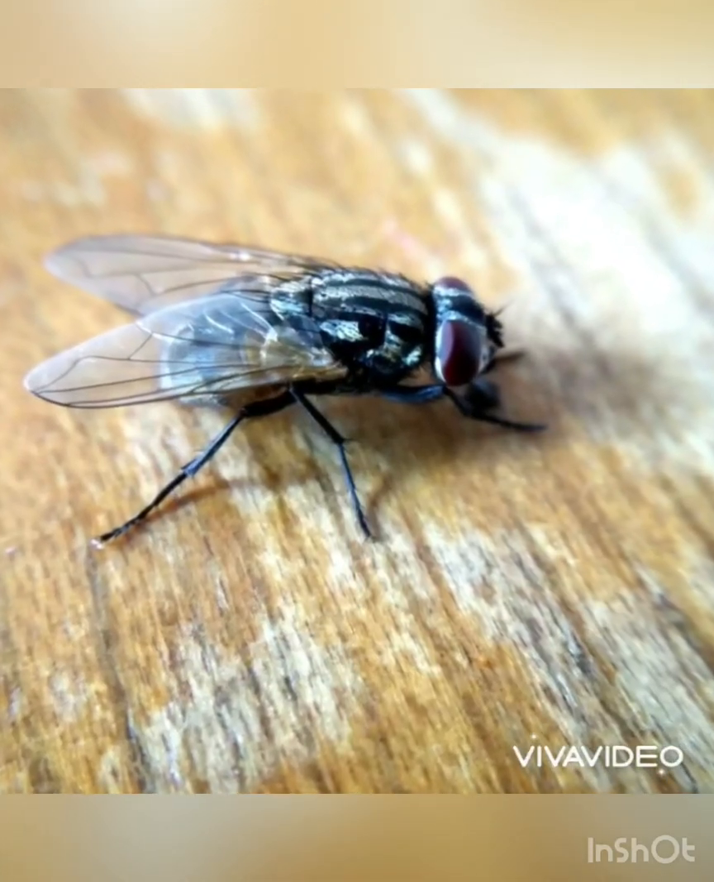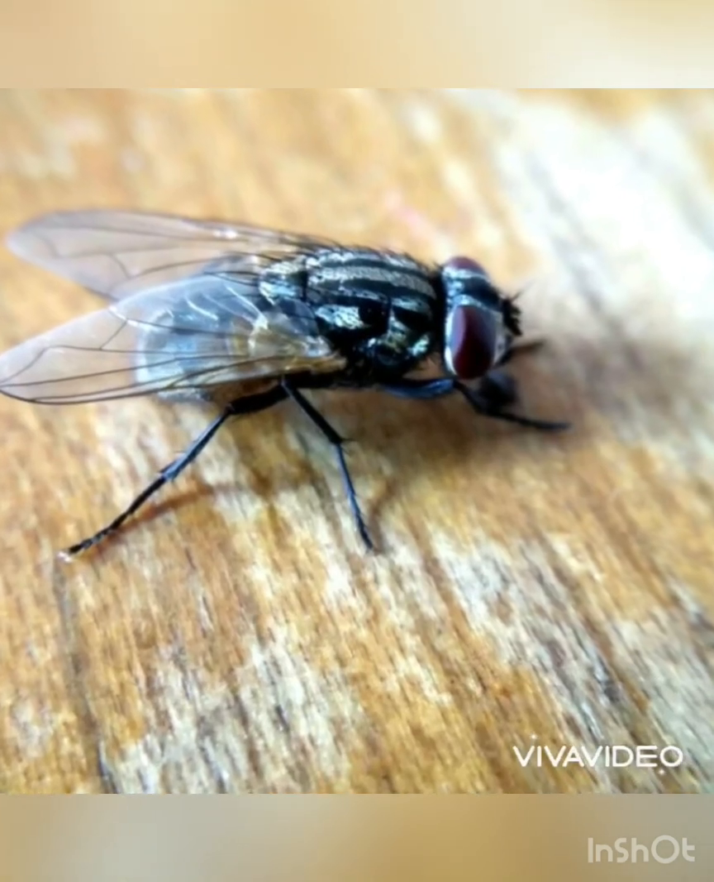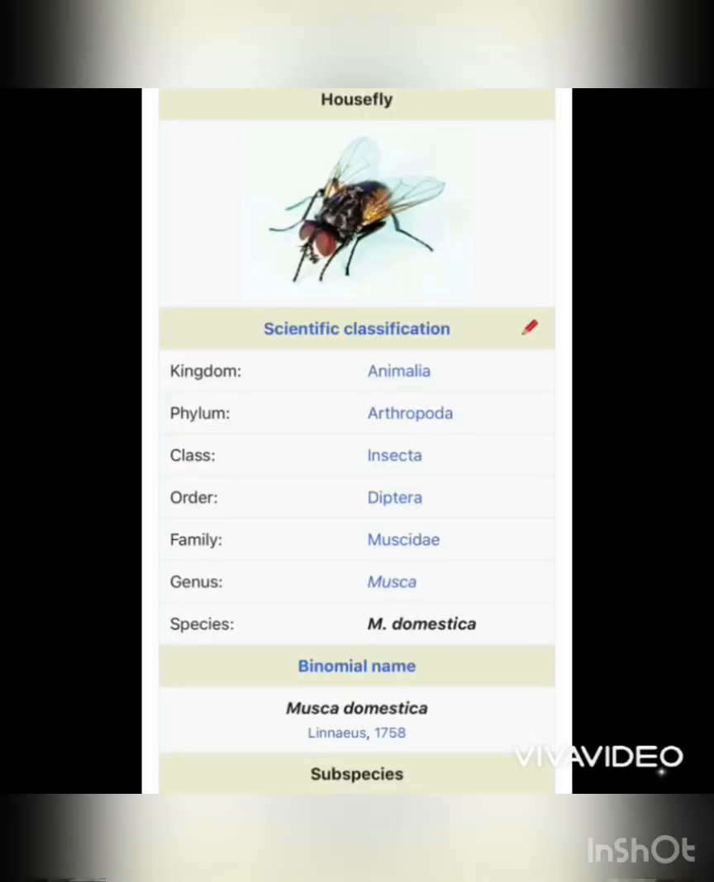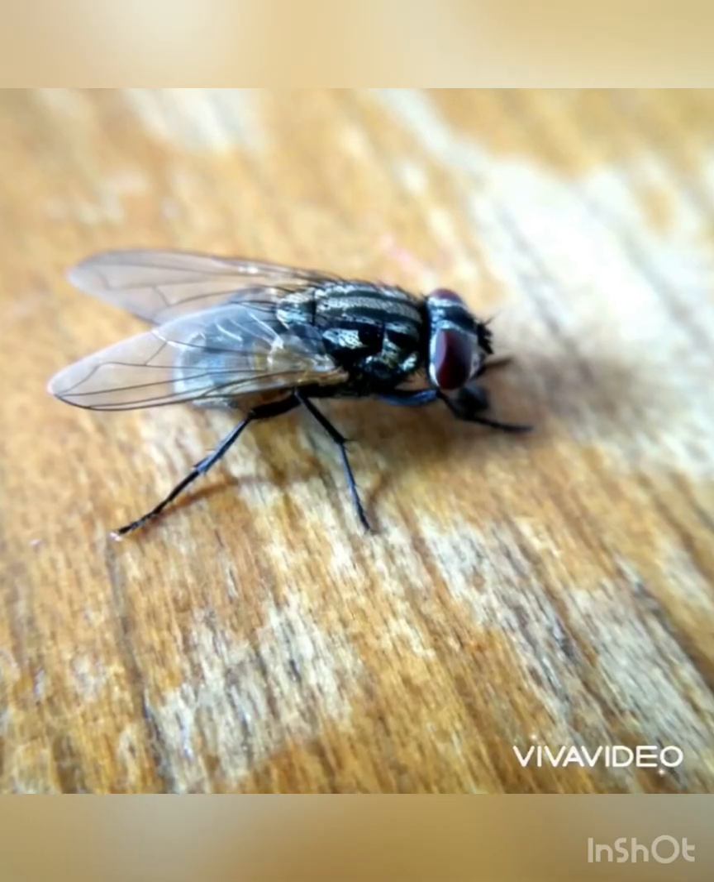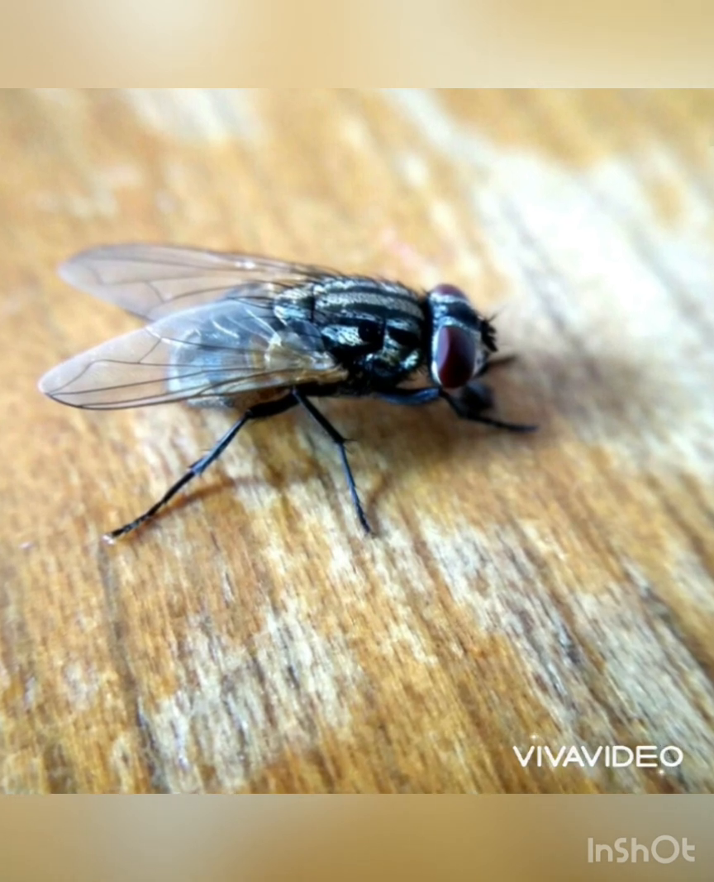Let's go! The species that I chose to observe and investigate the life cycle of is the housefly. The scientific name of the housefly is Musca domestica. It is from kingdom Animalia, phylum Arthropoda, class Insecta, order Diptera, family Muscidae, genus Musca. It is the most common fly species found in houses.